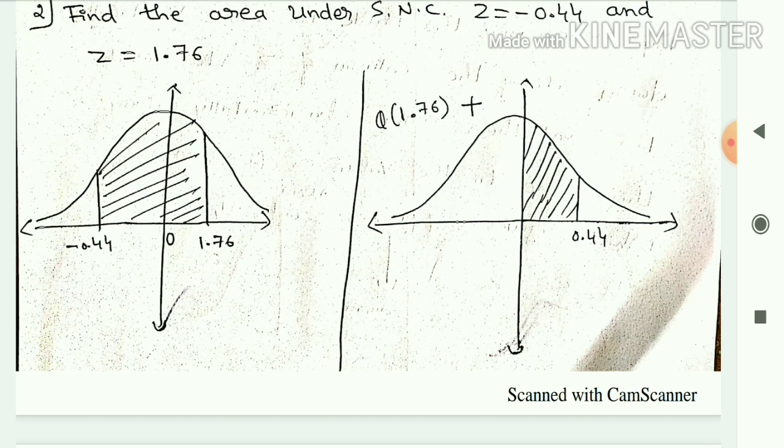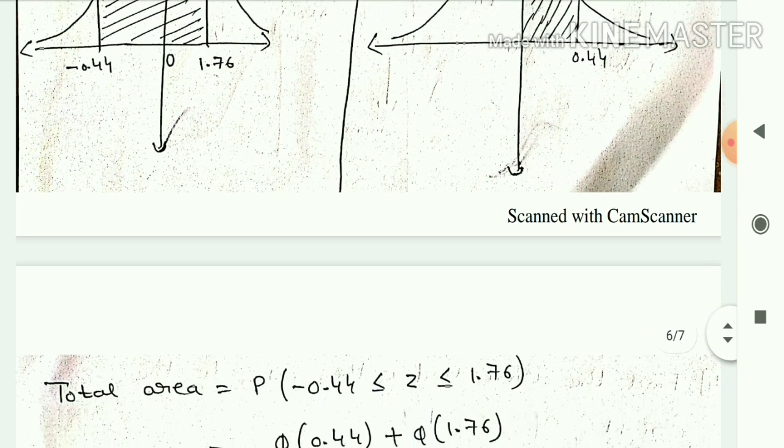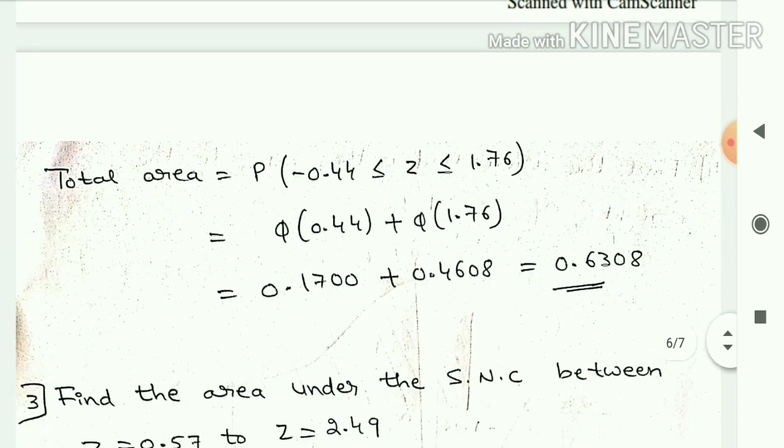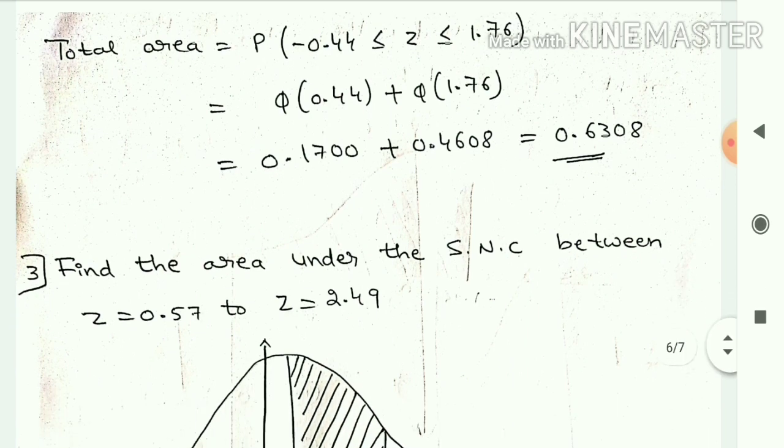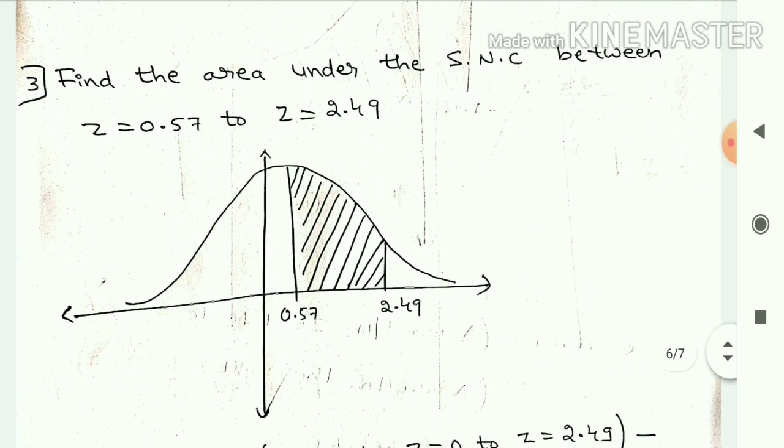Therefore, what I will do is find 0 to 1.76, that is phi of 1.76, which I have given in the second diagram, plus 0 to 0.44, that is phi of 0.44. So I have given here minus 0.44 to 1.76 is the same as phi of 0.44 plus phi of 1.76. Check the normal distribution table. The final answer is 0.6308. Okay, let us take one more example for your understanding's sake.